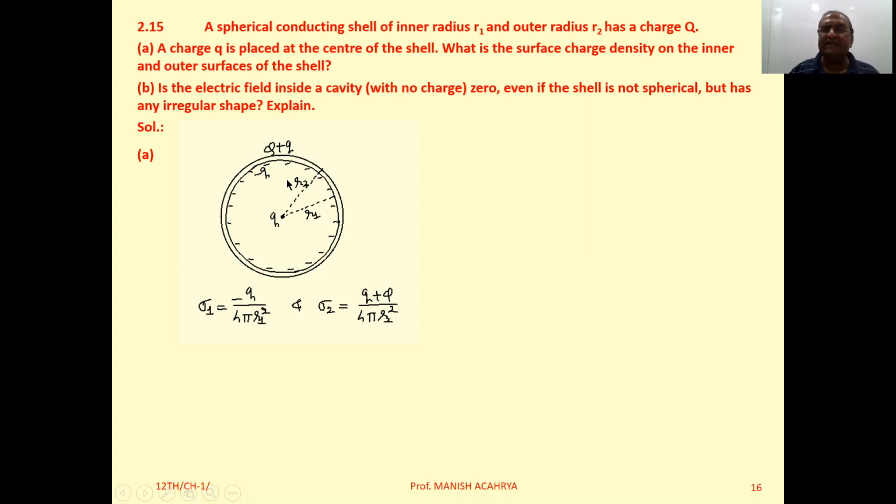Now surface charge density at the inner shell is charge upon area. So sigma 1 is minus q upon 4 pi r1 square. And surface charge density at the outer shell, sigma 2, equals charge on the outer shell, that is small q plus capital Q, upon the surface area of the outer shell, that is 4 pi r2 square. Clear up to this one?